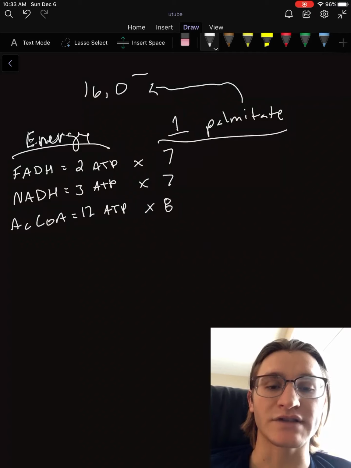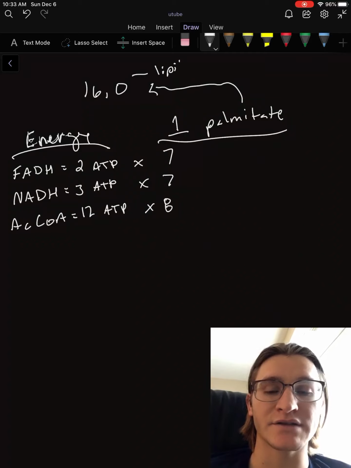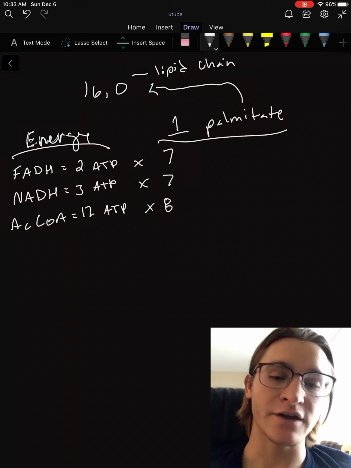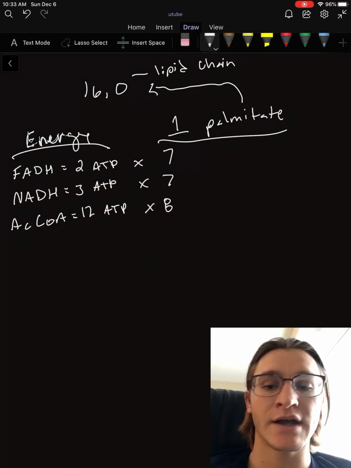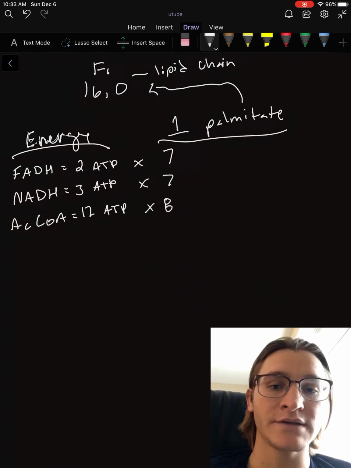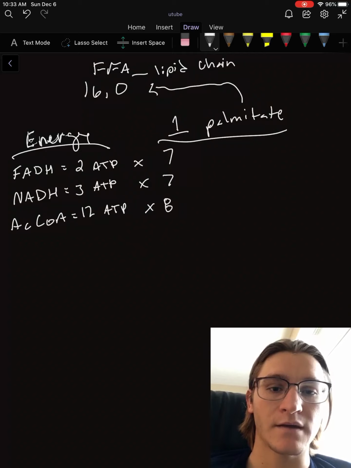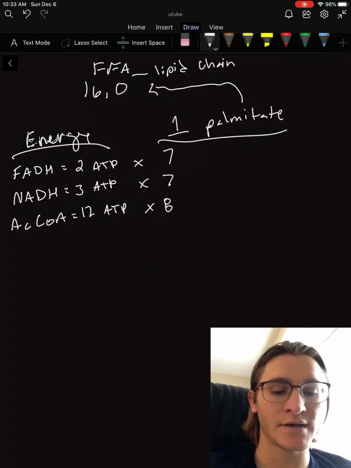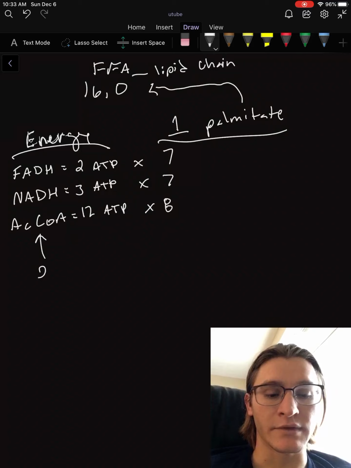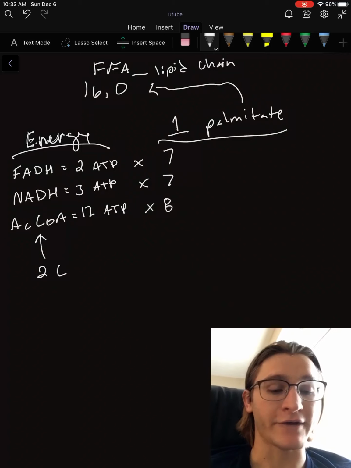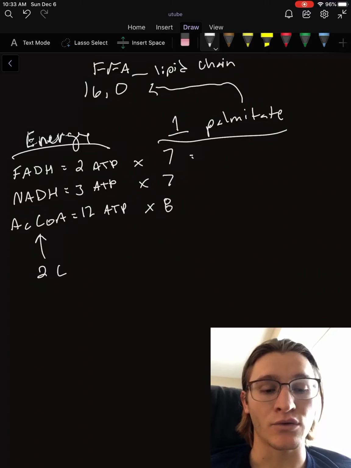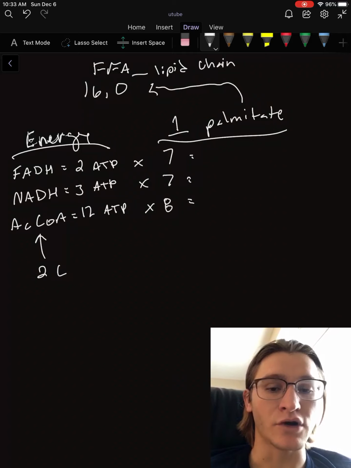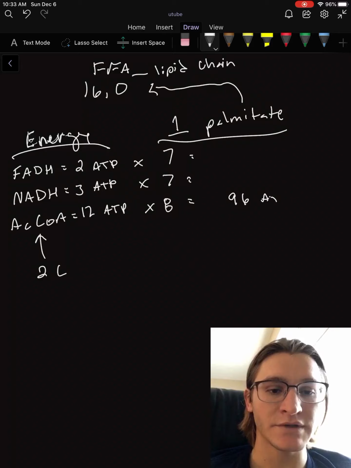If we run this cycle 7 times, we're going to get 7 FADH2, 7 NADH, and then 8 acetyl CoAs. And then palmitate is a 16 carbon lipid or free fatty acid chain that has no double bonds. And so acetyl CoA is 2 carbons, so that's how we get our 16 carbons.